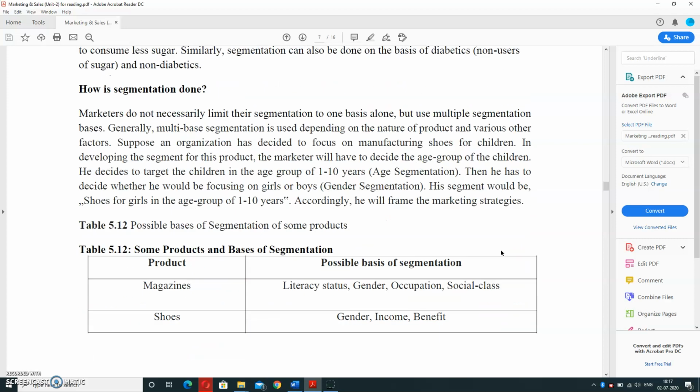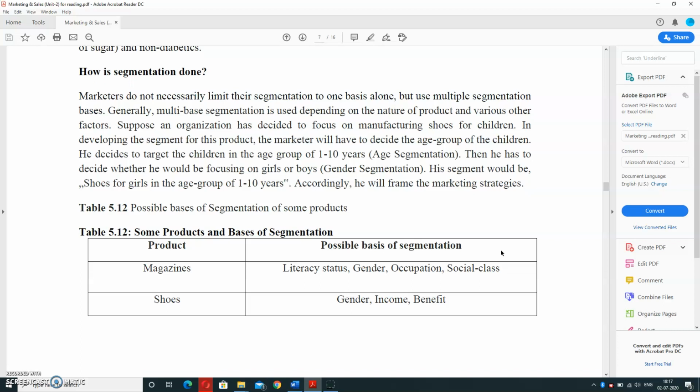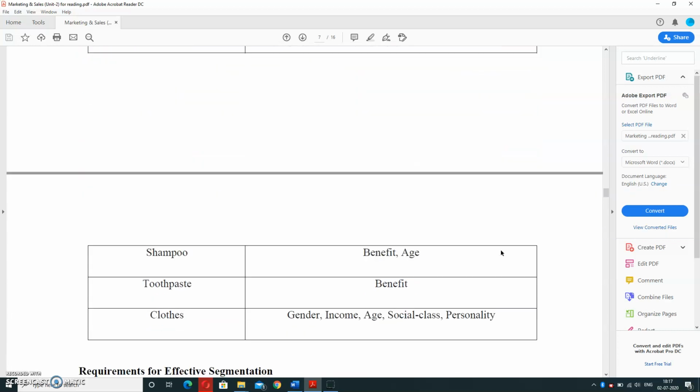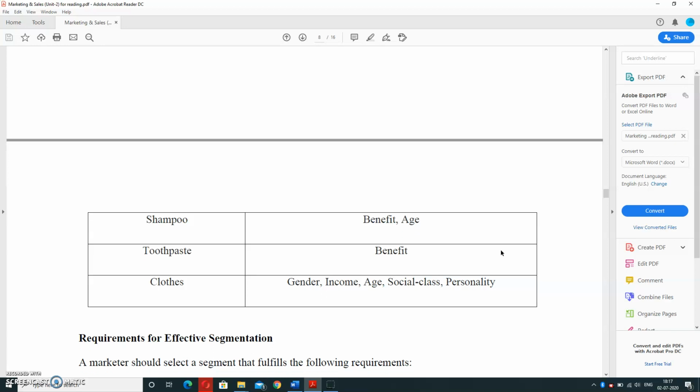Some examples are also there. Magazine segmentation can be done on the basis of literacy status, gender, occupation and social class, while shoe segmentation can be done on the basis of gender, income level and benefits. Third, shampoo can be segmented on the basis of benefits and age factor. Toothpaste can be segmented on the basis of benefits, and clothes can be segmented on the basis of gender, income level, age, social class and personality.